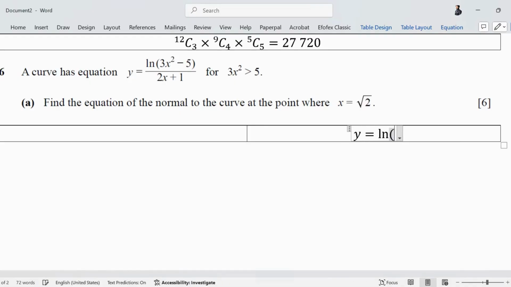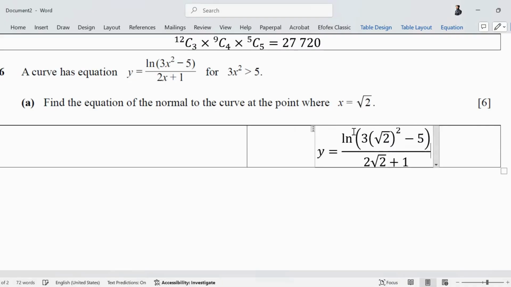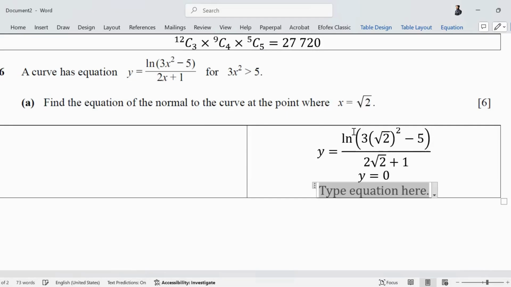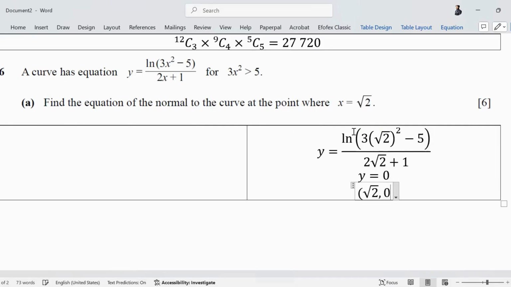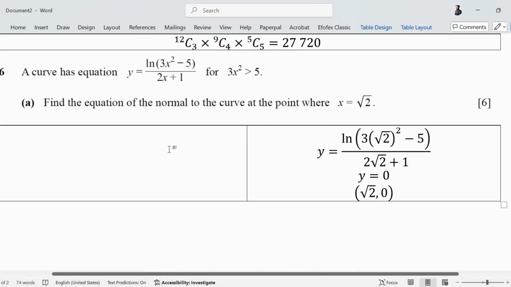Substitute root 2 in place of x in y equals ln of 3x squared minus 5. Figure it out on your own. Confirm it with the calculator when calculators are allowed. The value of y is 0. So the coordinate that I have is root 2 comma 0. Is that right?